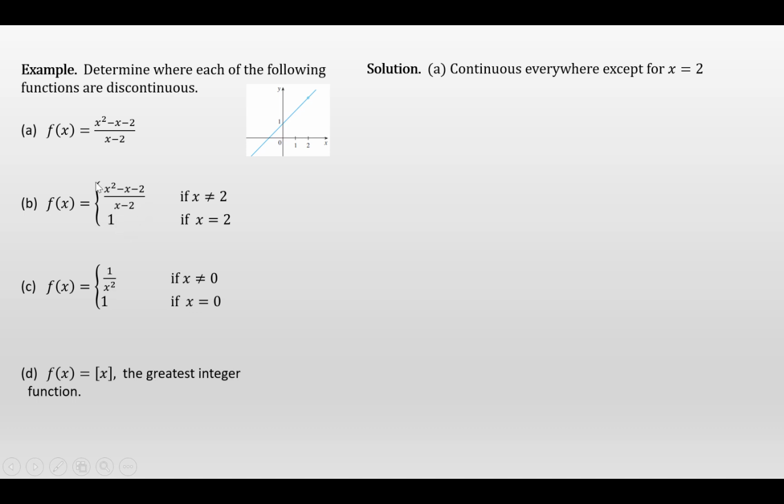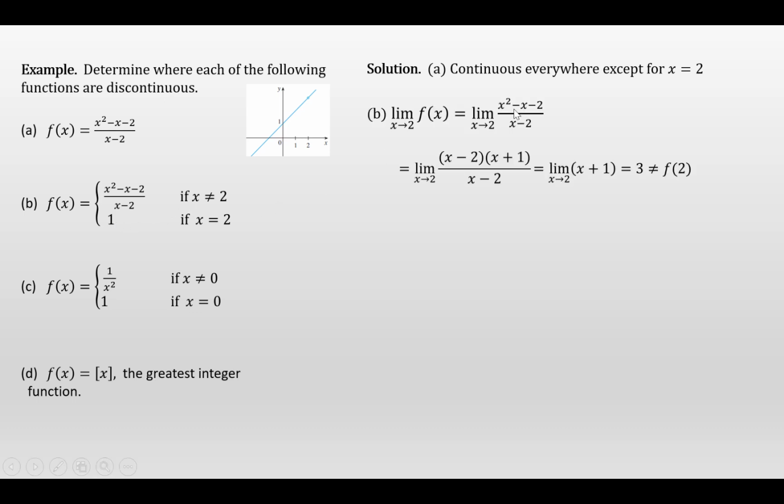Well, first by A, this part is continuous everywhere except when x equals 2. So now we have to determine what happens when x equals 2. We need to determine the limit as x goes to 2 and see whether it matches with f(2), which is 1. Okay, the limit can be computed by factorizing the top and bottom; the bottom is already factorized.